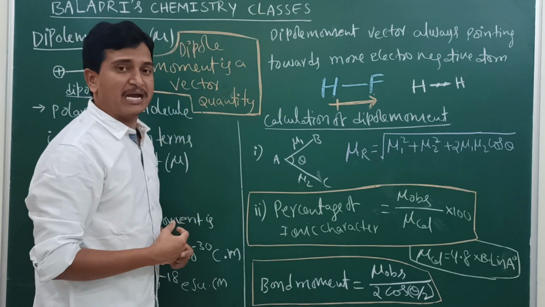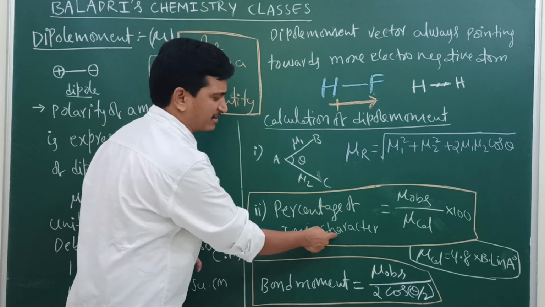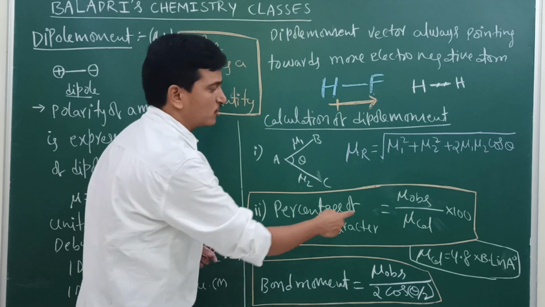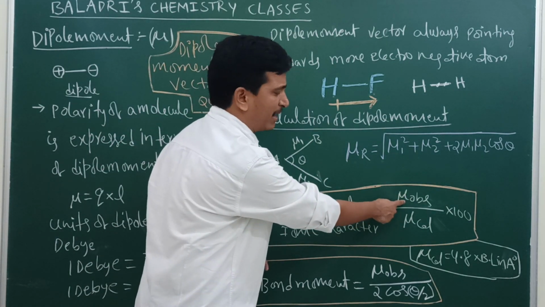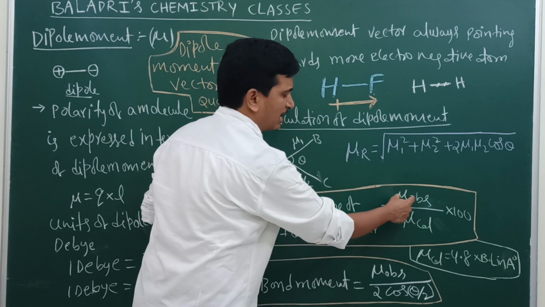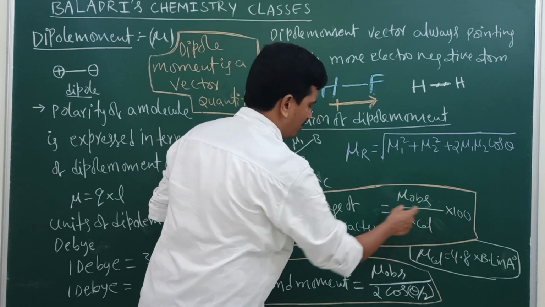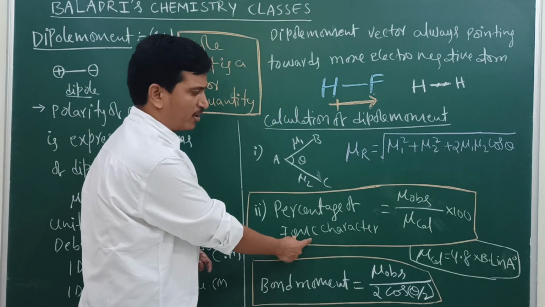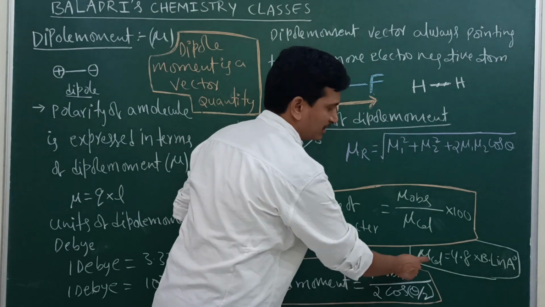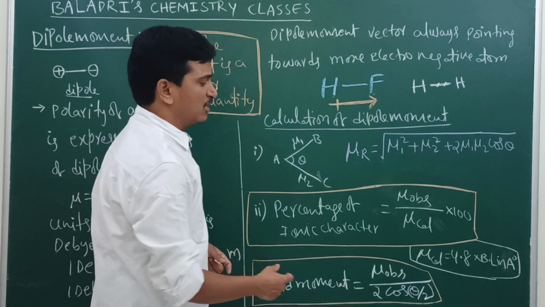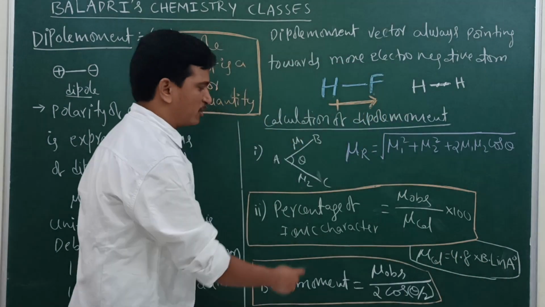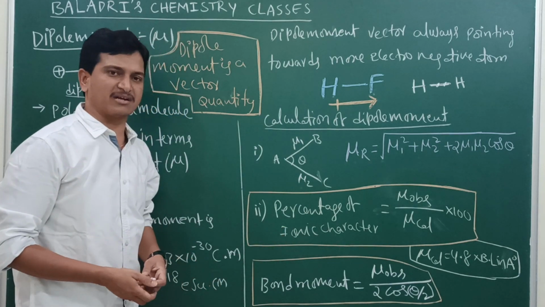Now if you know the dipole moment value, we can find the percentage of ionic character for a given compound. The percentage of ionic character is the observed dipole moment, or experimental dipole moment, divided by the calculated dipole moment, also called the theoretical dipole moment, into 100. Now how can you calculate this dipole moment? It is 4.8 into the bond length in angstroms. The dipole moment will be calculated when the bond length is given. So the calculated or theoretical dipole moment is equal to 4.8 into bond length in angstroms. By using this formula, we can find the percentage of ionic character for a given compound.